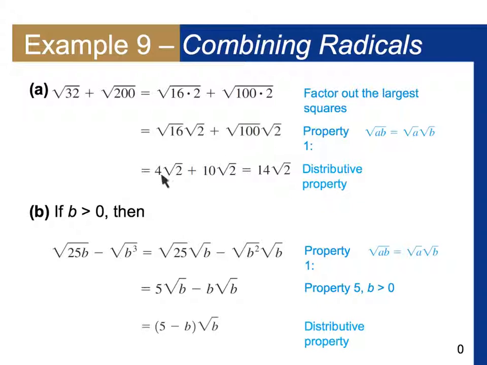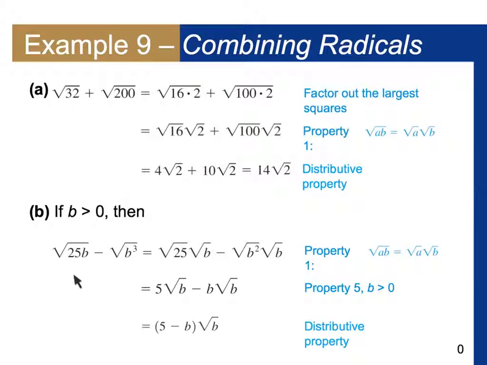Now we call these things like radicals. This 4 is multiplying the square root of 2, and we're multiplying 10 times the square root of 2. So we can say, the square root of 2, it's an irrational number, right? We have 4 of these plus 10 of these. So we add those together, we get 14 of those. So we say 14 times the square root of 2. So that's how we would simplify that. We want to take all the perfect squares out of 32 and 200.